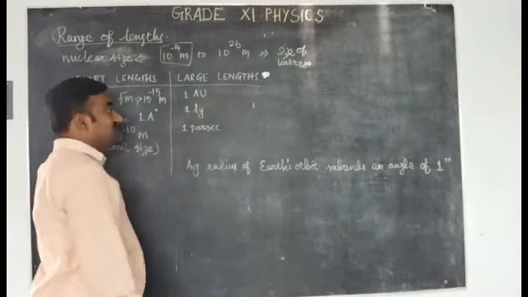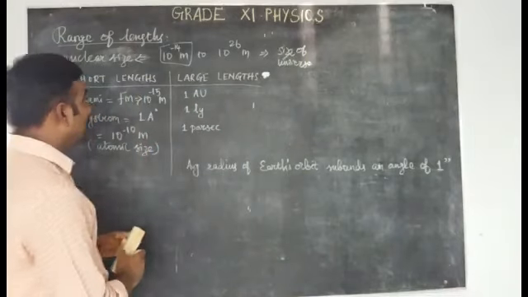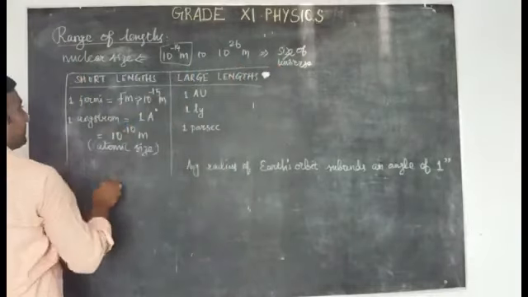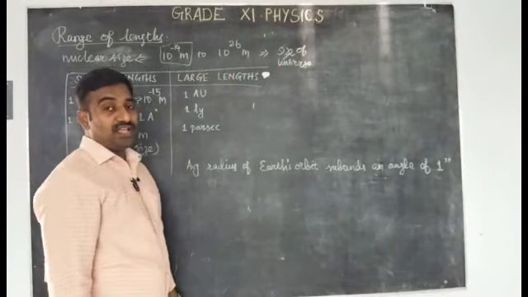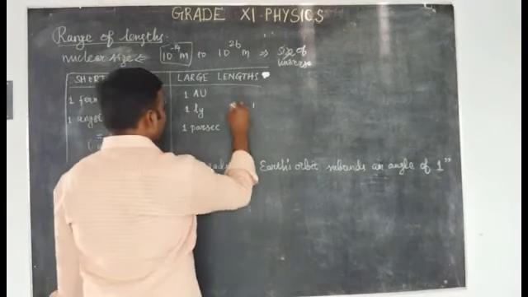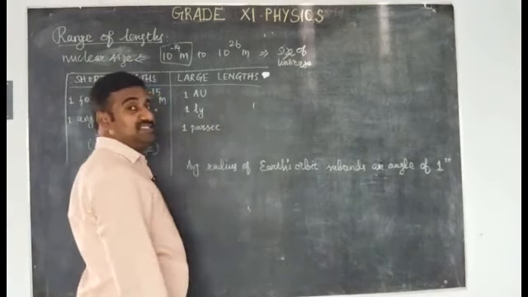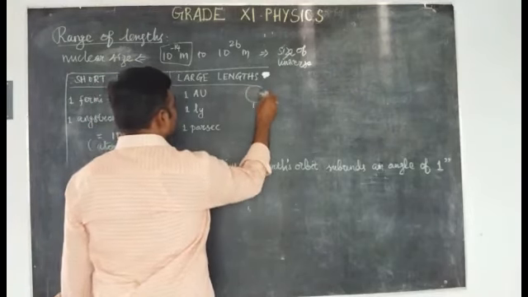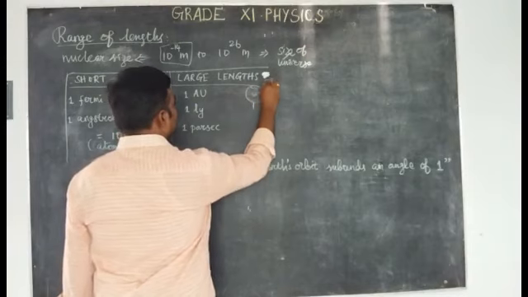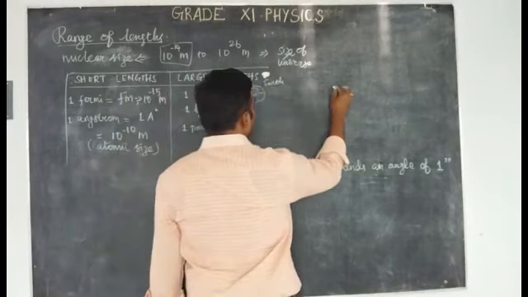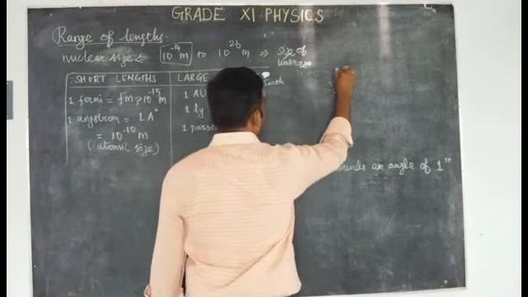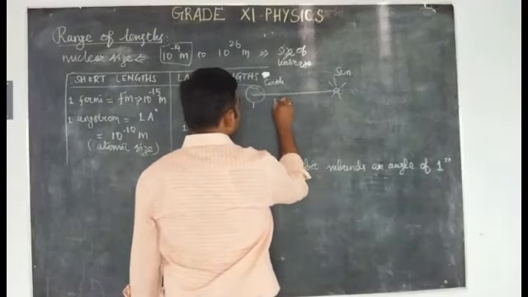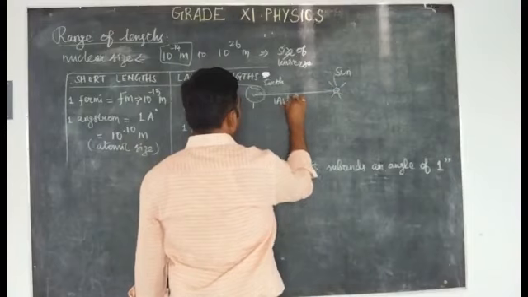Similarly, to measure larger lengths, we have these three units. The first one is the astronomical unit. What is an astronomical unit? It is the mean distance between the center of Earth and the center of the Sun. This is our Earth, and this is the Sun. From the center of Earth to the center of the Sun, that distance is equal to 1 astronomical unit.